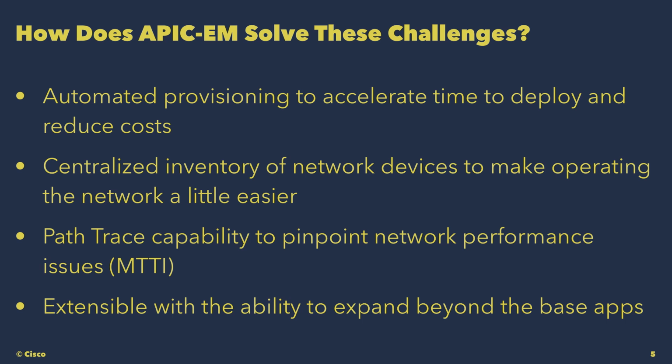And then we have a really neat base app called Path Trace. Now, Path Trace gives you the capability to pinpoint network performance issues, maybe ACLs that are incorrectly configured that are blocking traffic. And what MTTI is, mean time to innocence, right? The network's always guilty until proven innocent. So with mean time to innocence, we're trying to accelerate the time to identify these issues and prove that the network is in fact innocent or is guilty.